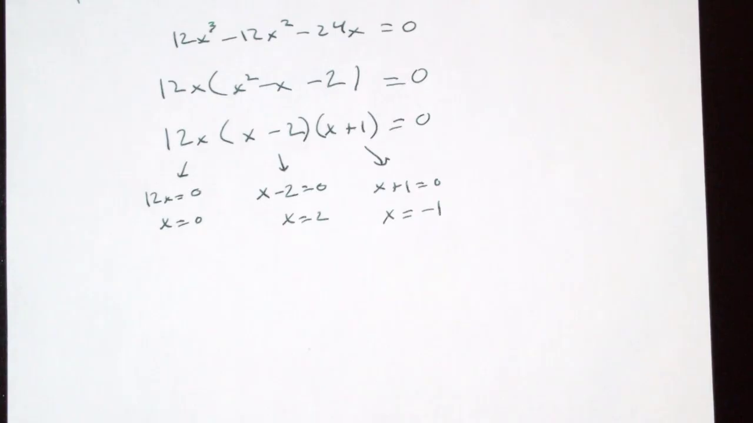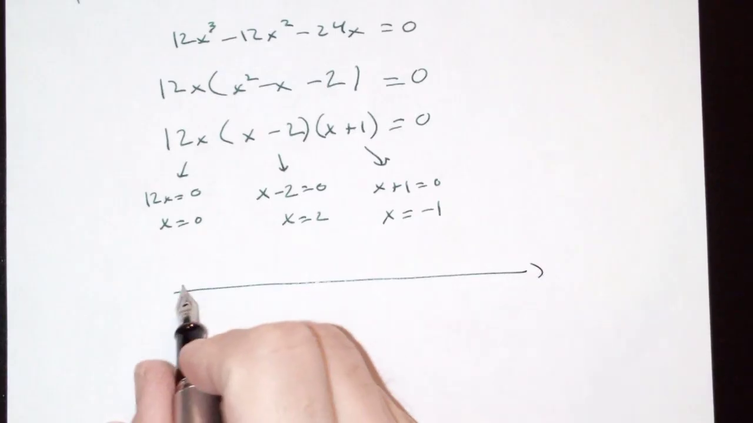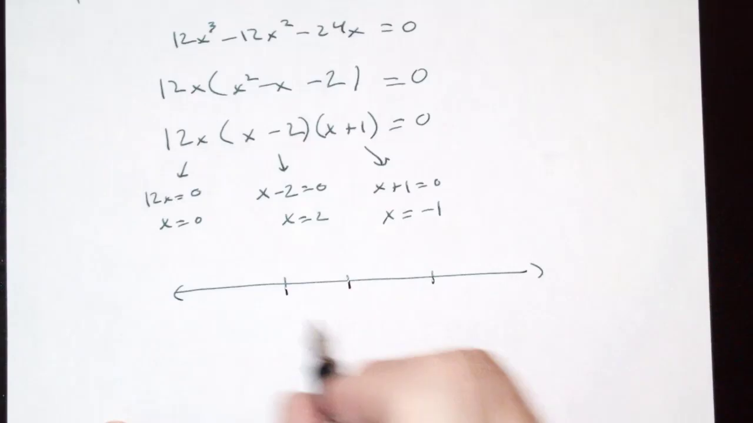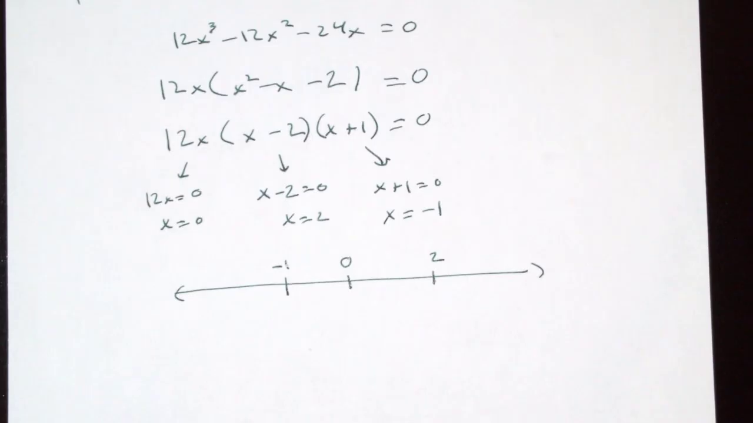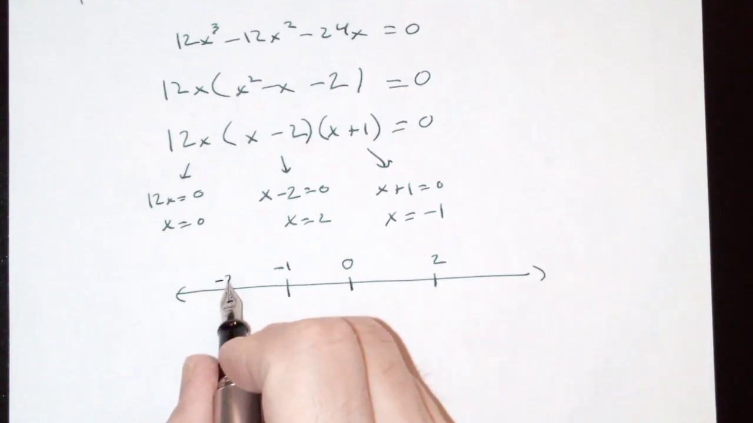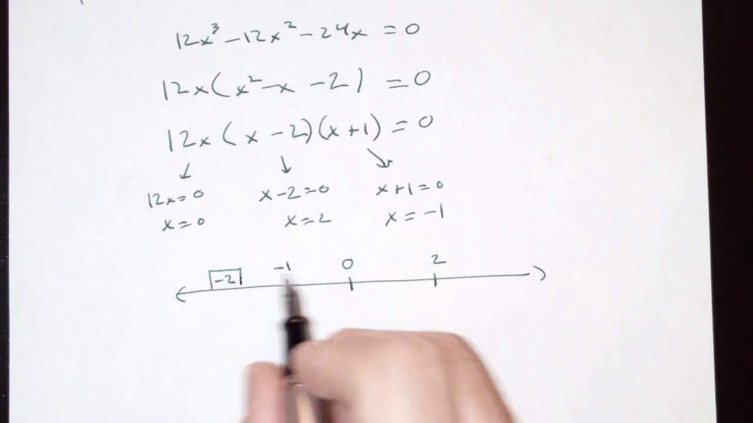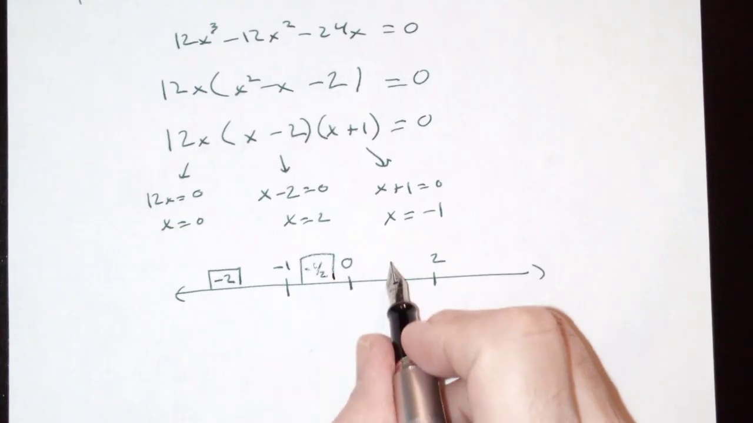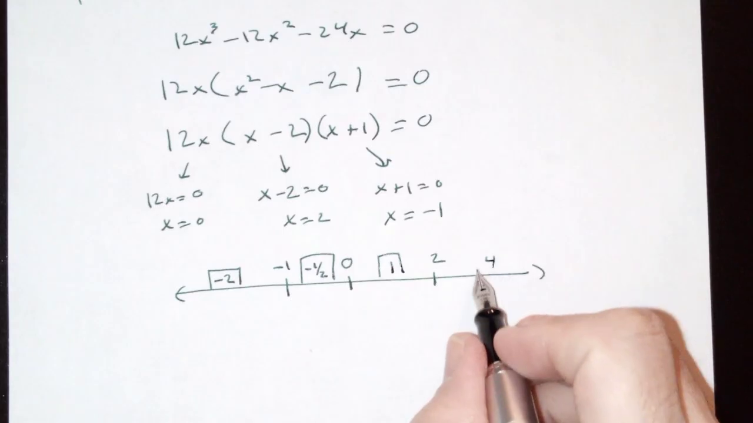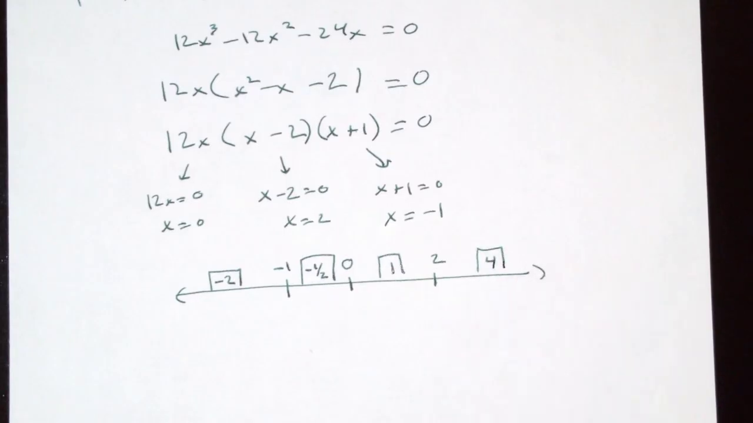I need a sign chart again to figure out what's happening. I'm going to make a number line, put those numbers on it in order. Then I need those numbers in the boxes, the numbers I'm going to test. So I need a number smaller than -1. Any number will do. A number between -1 and 0. A number between 0 and 2. And a number bigger than 2.